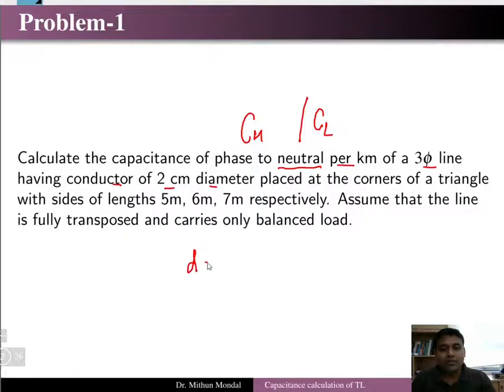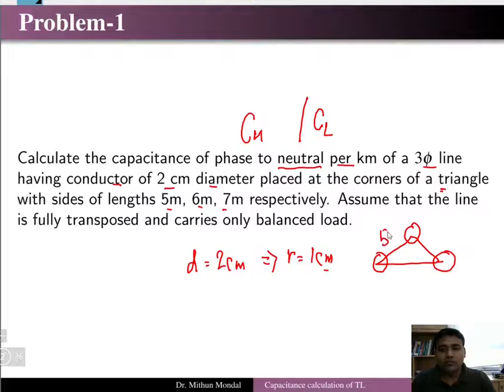So the diameter of the conductor is 2 centimeter. It means we will be requiring the radius which is equal to 1 centimeter, which is placed at the corner of a triangle. So the conductors are placed at the corner of a triangle. So one conductor is at one corner, second corner and third corner. Now they are of length 5 meter, 6 meter and 7 meter. So the length of the sides of the triangle is 5 meter, 6 meter and 7 meter.